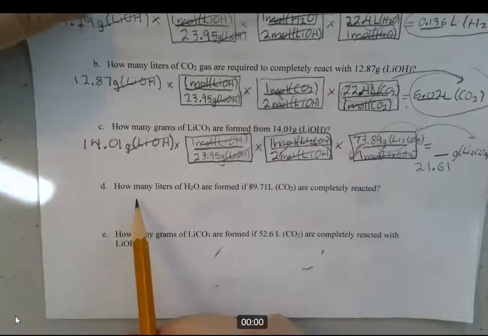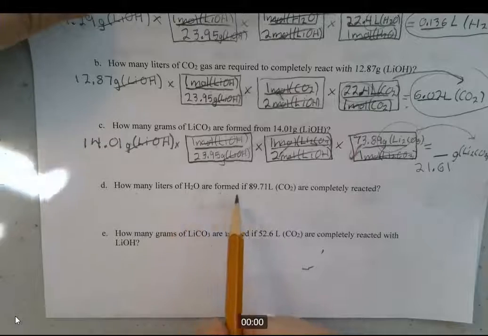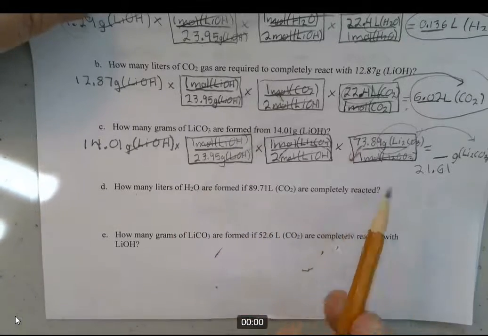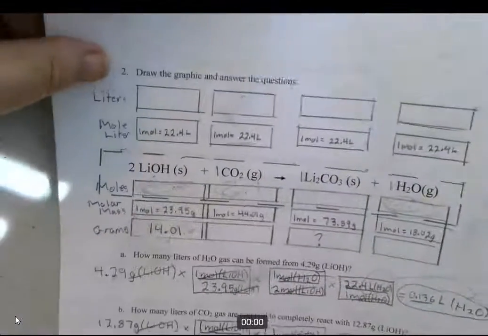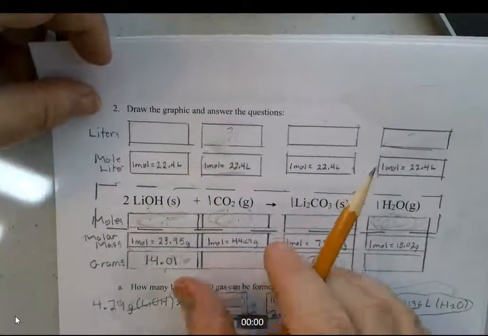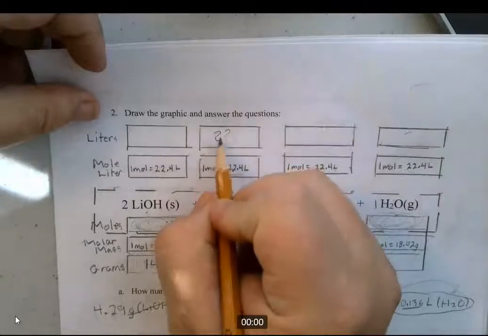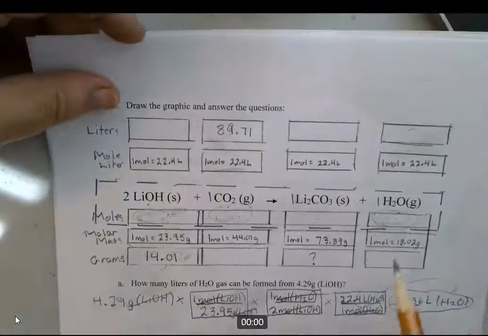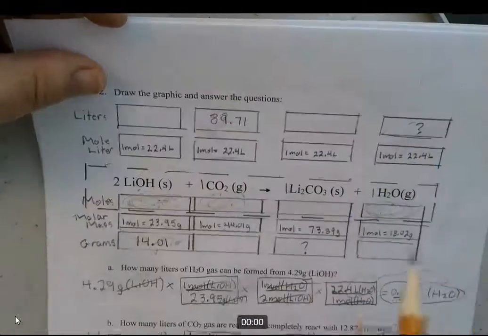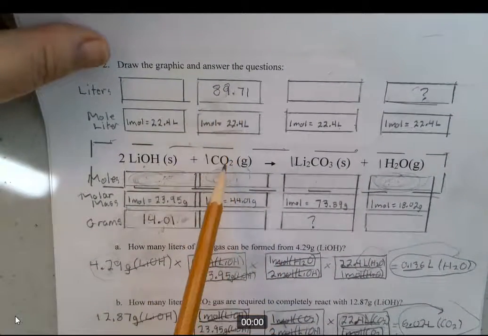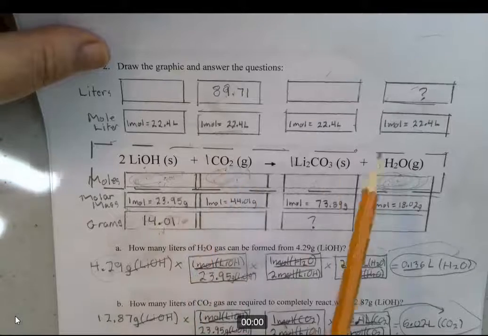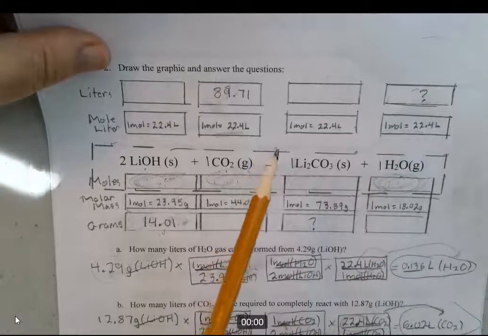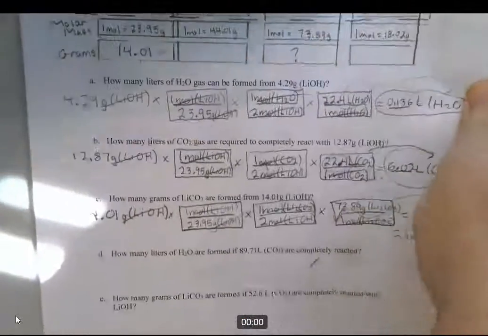Okay, next question, D. How many liters of H2O are formed when 89.71 liters of CO2 are completely reacted? All right, so we start with 89.71 liters, so that's up here at the top above CO2. And it wants to know how many liters of H2O, so that's the question mark. So it has 3 steps. We have to go from here into the equation, and then convert from moles to moles over there, and then come back out and figure out how many liters of H2O that is. Let's go ahead and set that up.